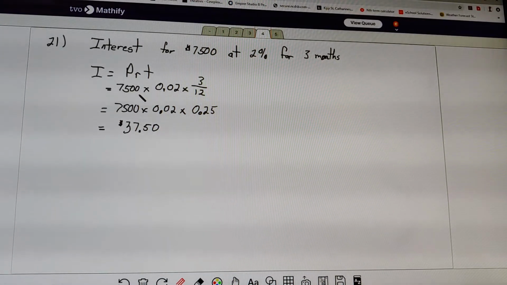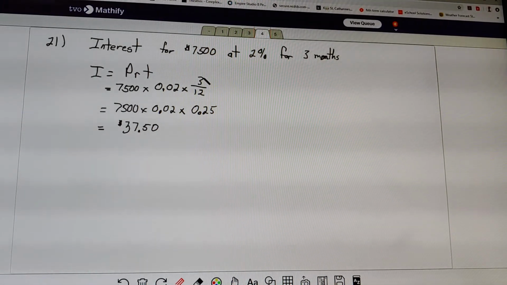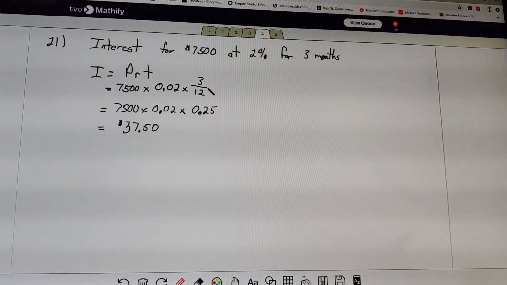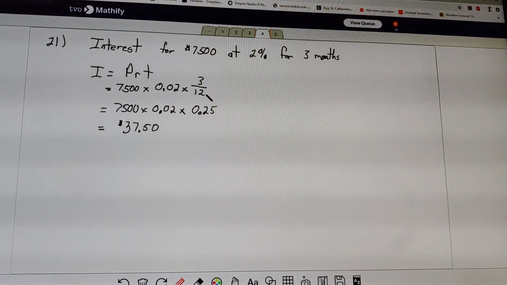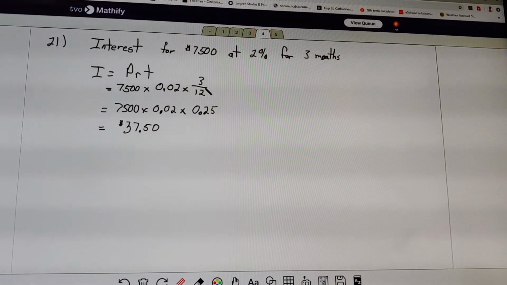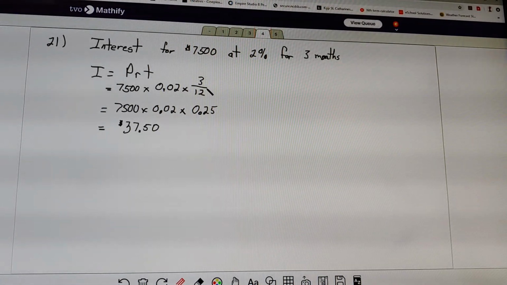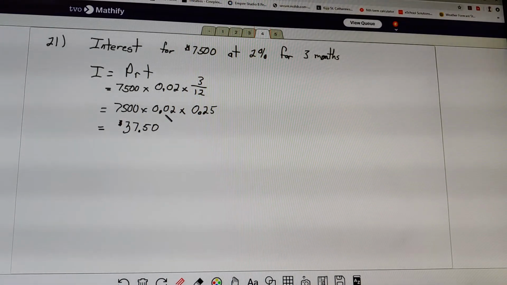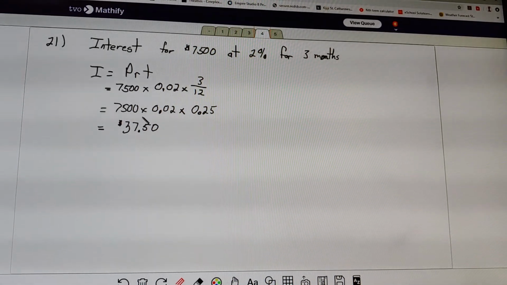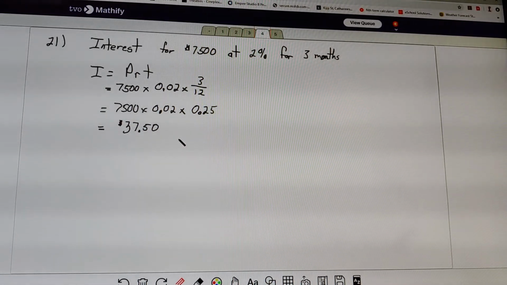So the principal, $7,500, the interest rate written as a decimal, 0.02, and 3 months, we write it as a fraction, 3 out of 12 months, because that's a year. This next line down, I've just converted this fraction to a decimal by doing 3 divided by 12, and you get 0.25. Multiplied by 0.02, multiplied by 7,500, there's the interest that would be paid.